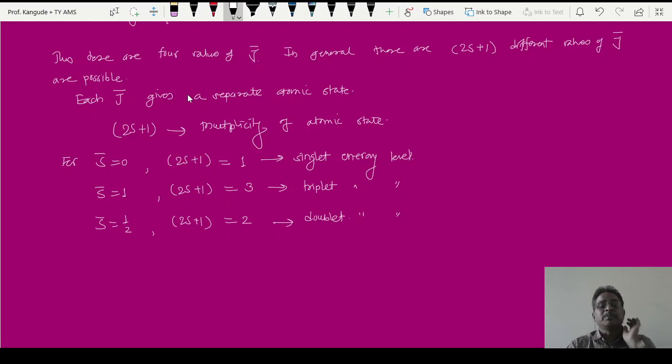So singlet, triplet, doublet depends upon the capital S bar value. Capital S bar is 0, the state is called a singlet state. Capital S bar is equal to half, the state is called a doublet. Capital S is equal to 1, then the state is called a triplet. You can go for higher values, and those types of multiplets also can be obtained.